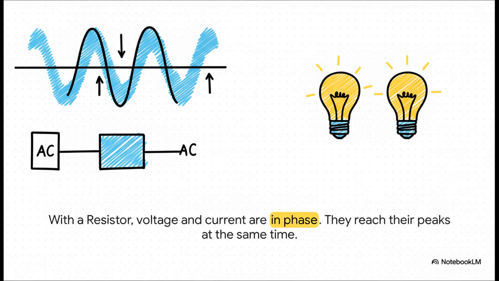He's the simple, no-drama friend, super obedient. Whatever the voltage does, the current does the exact same thing at the exact same time. If voltage goes up, current goes up. Voltage is at its peak, current is at its peak. They're like best friends walking hand in hand, perfectly in step. In physics, we have a special term for this. We say they are in phase.